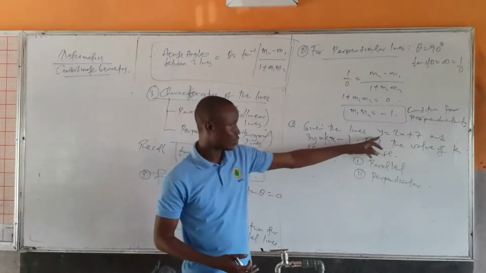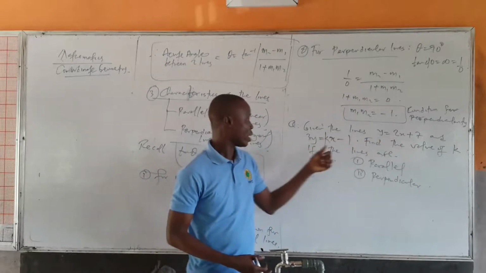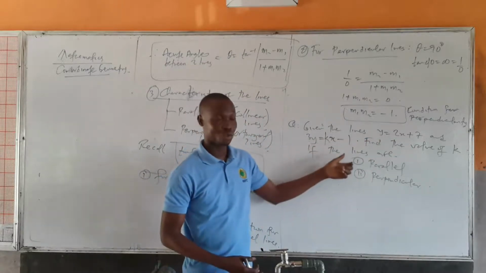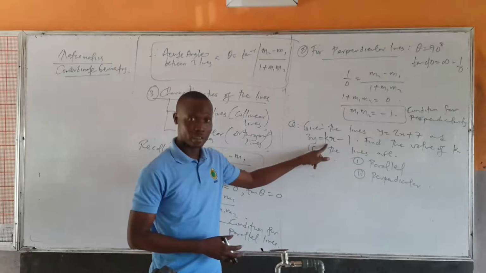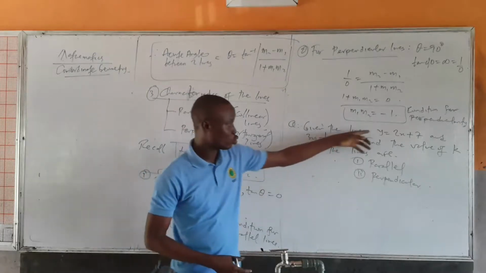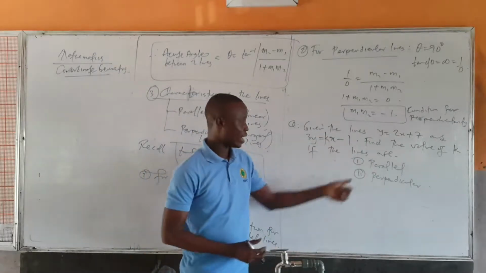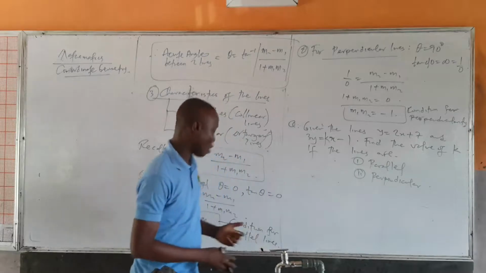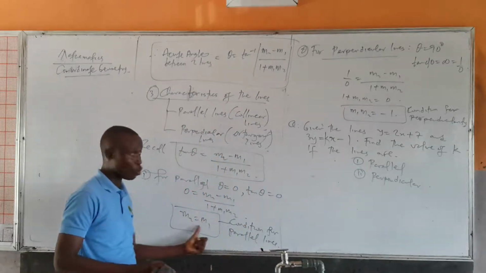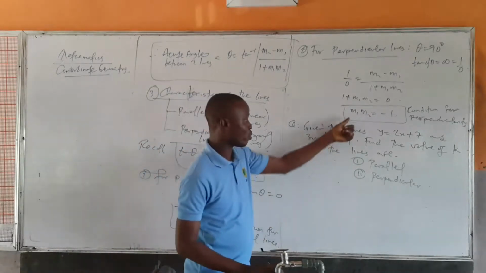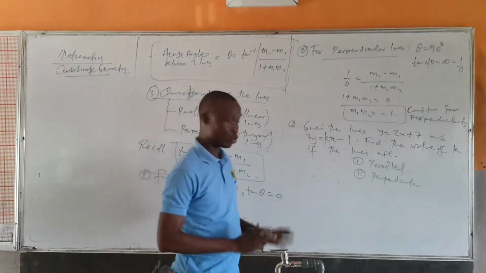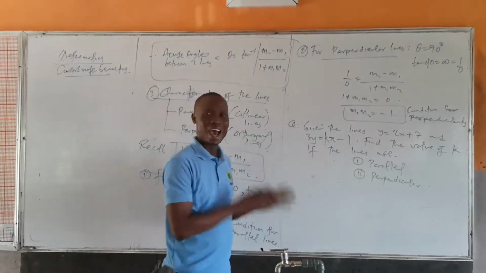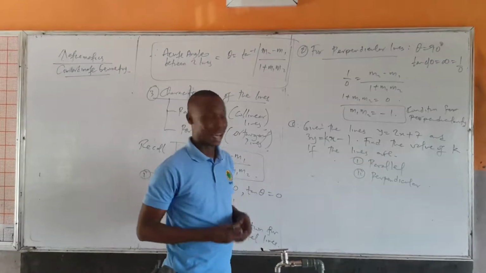We are given two lines. The first one is y equal to 2x plus 7. Another line is 3y equal to kx minus 1. We have to find the value of this k, which is the coefficient of x, if these two lines are parallel and if they are perpendicular. Remember, if they are parallel, what happens to their slope? Their slope will be equal. If they are perpendicular, what happens to their slope? If you multiply their slope, it will give you -1. So the question is, what are the slopes of the two lines, m1 and m2?